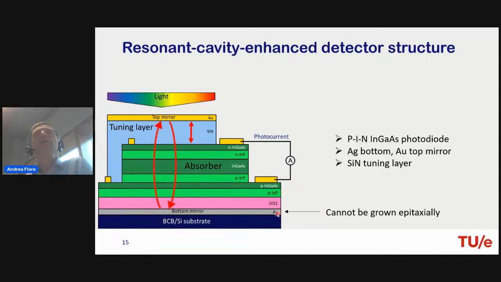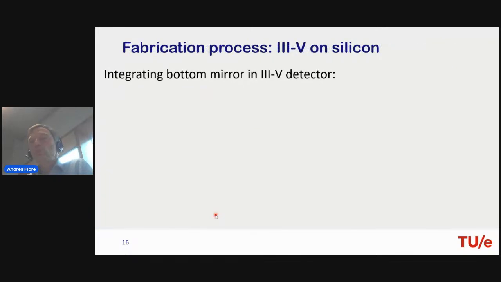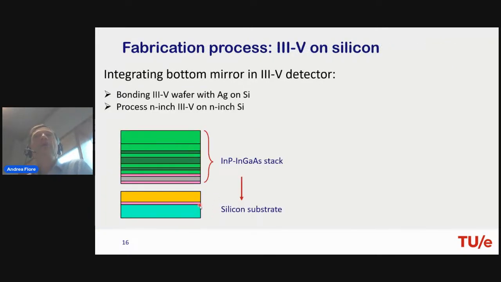There was one big technological problem, and that is that this bottom mirror actually cannot be grown epitaxially, so it cannot be grown together with this part. The reason is that the material is quite different. For that reason, we need to develop a specific fabrication technology where we start with this indium phosphide InGaAs. This is a III-V material that we can use to make this photodetector.